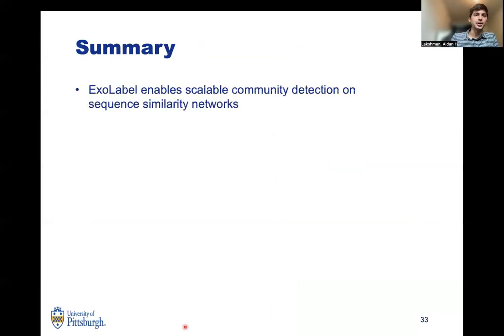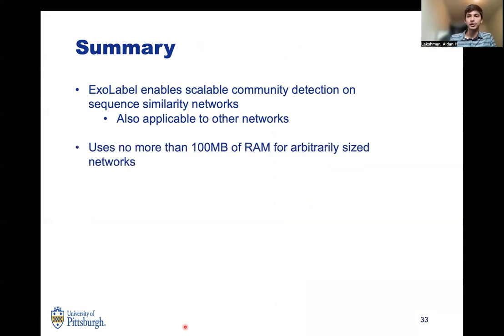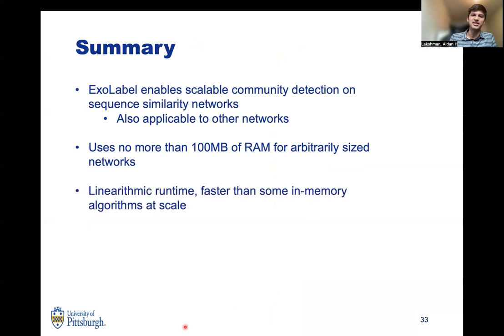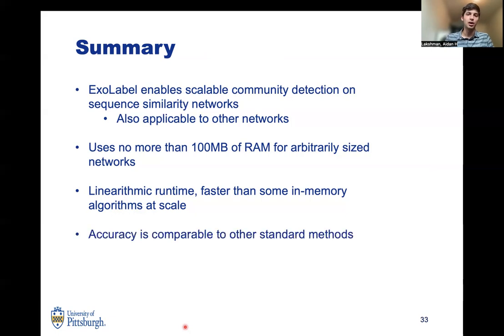So just to sum up, EXO-label enables scalable community detection on sequence similarity networks that get very big. It's also applicable to other networks. We just focused on the biology. It uses a max of 100 megs of RAM for arbitrarily sized networks, and the disk space scales linearly. The runtime is log-linear. It can outscale some in-memory algorithms at scale, especially under some hardware constraints. And the accuracy is comparable to other standard methods.